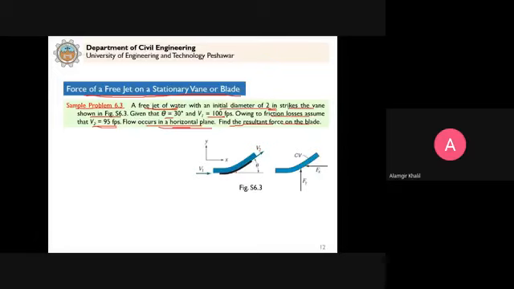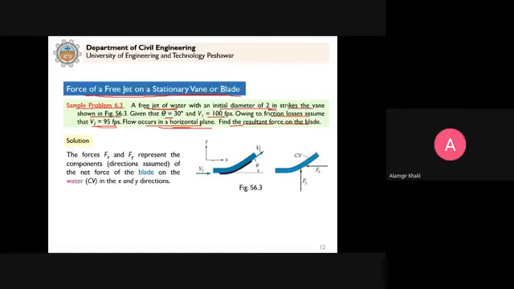So we have to apply the momentum principle, or the momentum equation. So how to do that? Because the flow occurs in the xy plane, it will have two components. So the forces Fx and Fy represent the components, and these directions are assumed. We are assuming that Fx acts to the left and Fy acts in the upward direction. Remember, in all the problems we will assume the direction of unknown forces in x, y, z directions. Then in the end, the sign will tell us whether these assumed directions are correct or not.